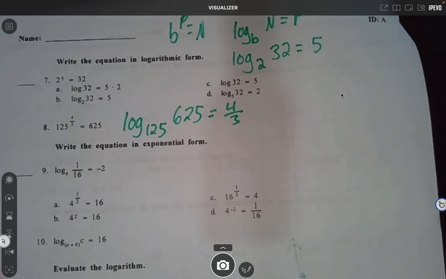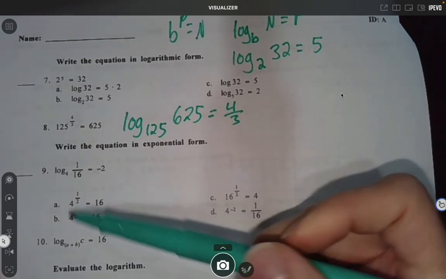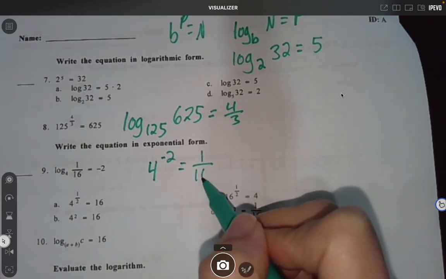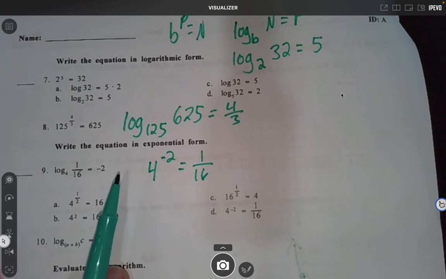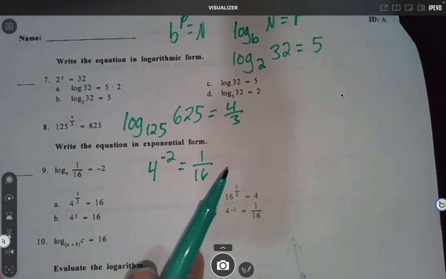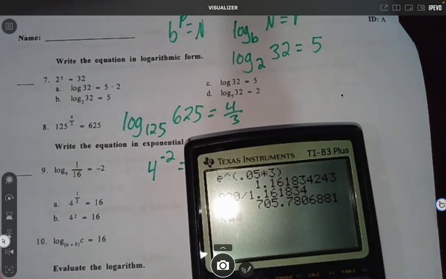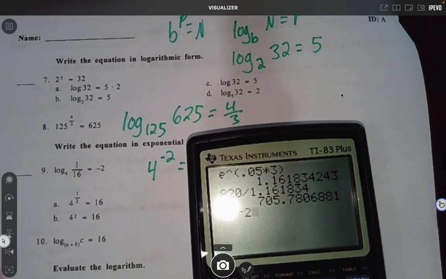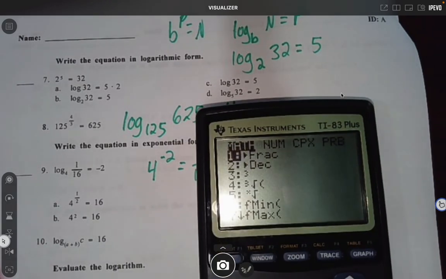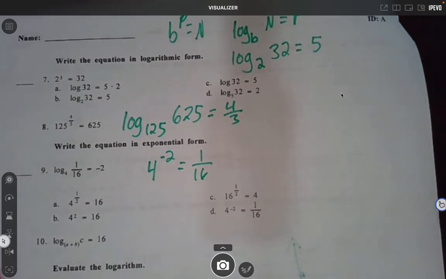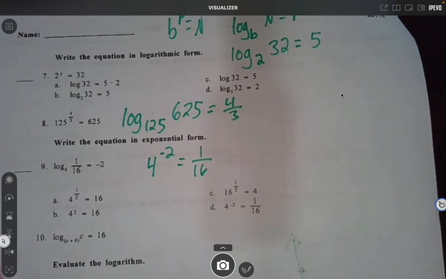Okay, number 9 is the exponential form. So my base to my power. What is my base? What is my power? And that would equal 1 over 16. And that's true. If I plug that in my calculator, it would equal this if I press math enter enter. Okay? So you can even check that using your calculator. Like 4 to the negative 2. And then if I press math enter enter, it is 1 over 16. Okay? So I could check my answer. Yeah, number 9.